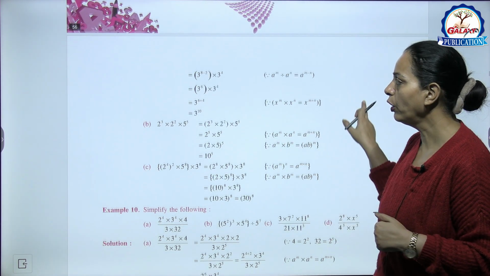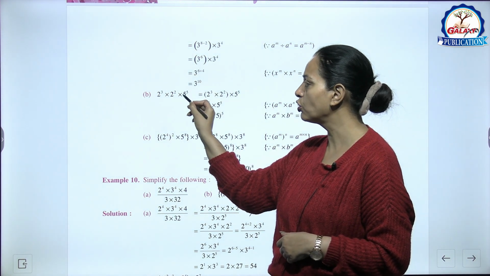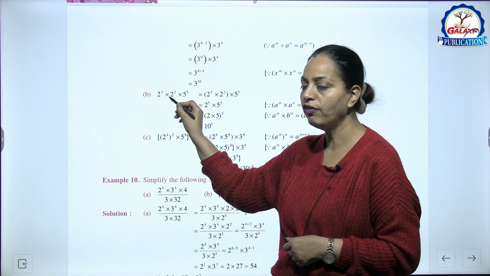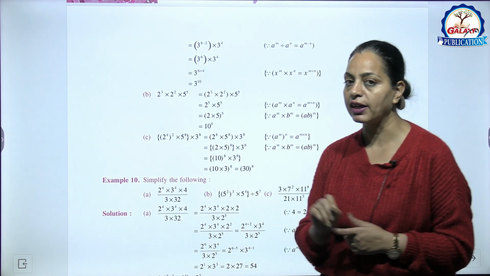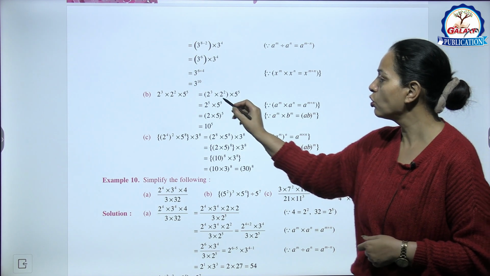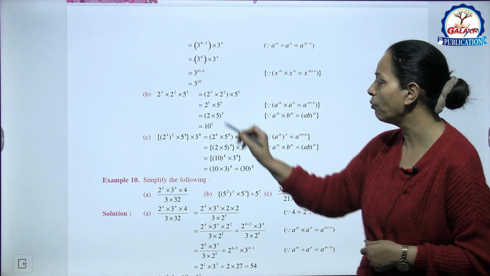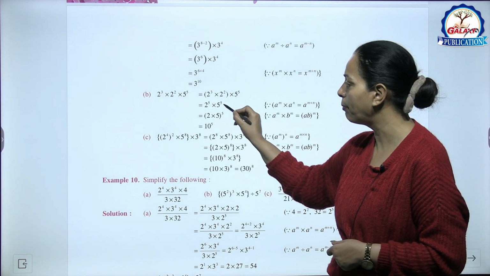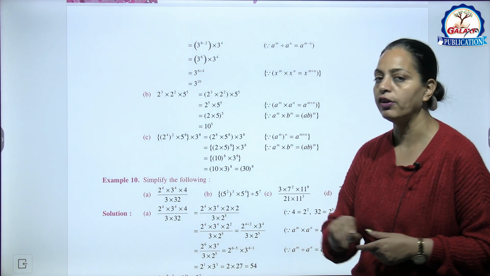Okay. Now here we have B part, 2 raised to power 3 into 2 raised to power 2 into 5 raised to power 5. So here 2 raised to power 5 because multiply sign, base same, power हम क्या करेंगे plus. Okay. So 2 raised to power 5 into 5 raised to power 5. Okay. Now power is same, बेस के बीच में मल्टीप्लाई साइन है, इन्हें हम कंबाइन कर देंगे. 2 into 5 10, so 10 raised to power 5.